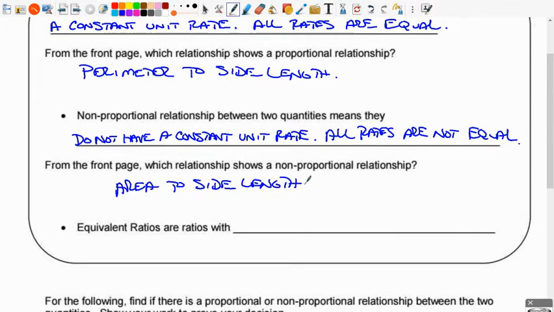Okay, and then equivalent ratios are ratios with the same value. Okay, for example, on the front, when we were simplifying 8 over 2, that is equal to 4 over 1. Those two ratios are equivalent to each other.